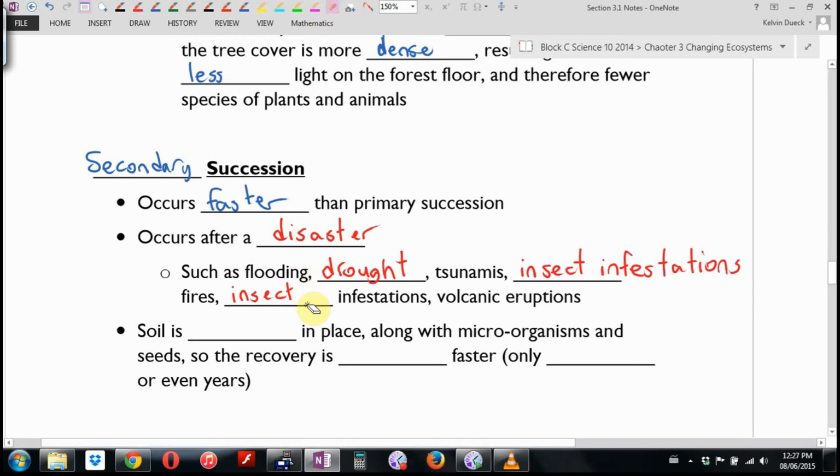Locusts in Africa, mostly in Africa, but somewhat grasshoppers in North America, used to do damage to farmers' crops as well. We pretty much pesticided them out.